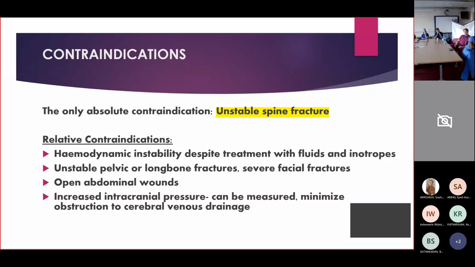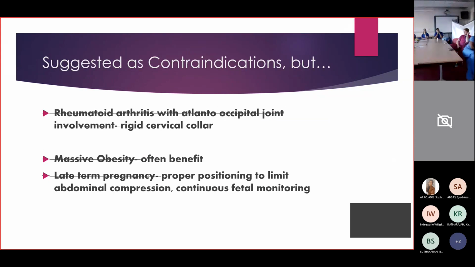This also can be carried out. There are other things which were suggested as contraindications, like rheumatoid arthritis with atlanto-occipital joint involvement. But even in such cases, proning can be considered if the patient has a rigid cervical collar.